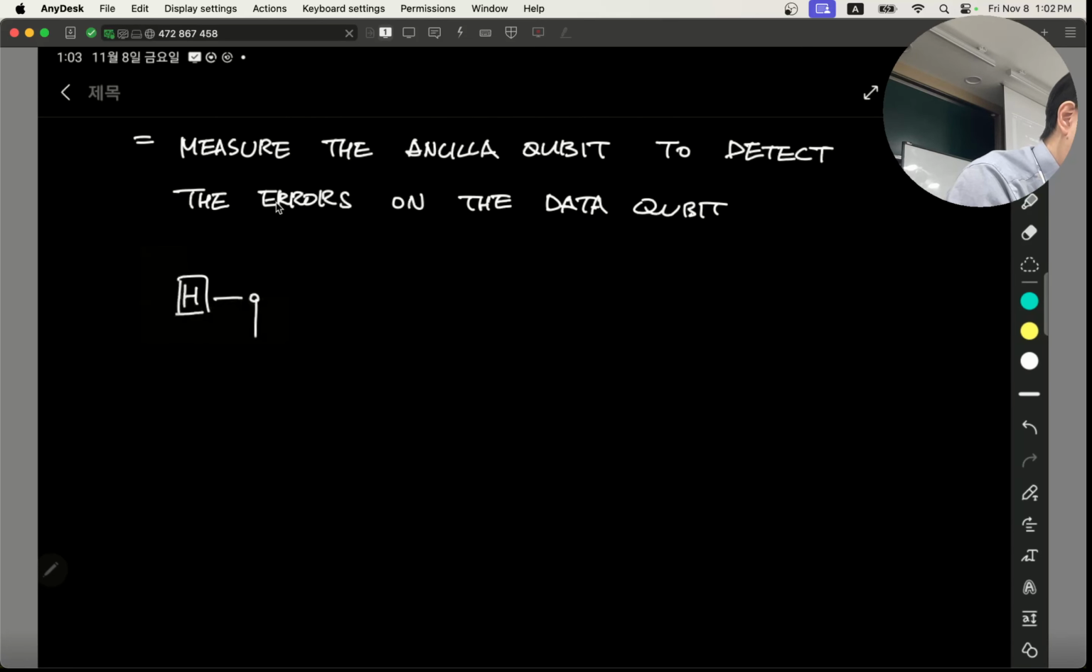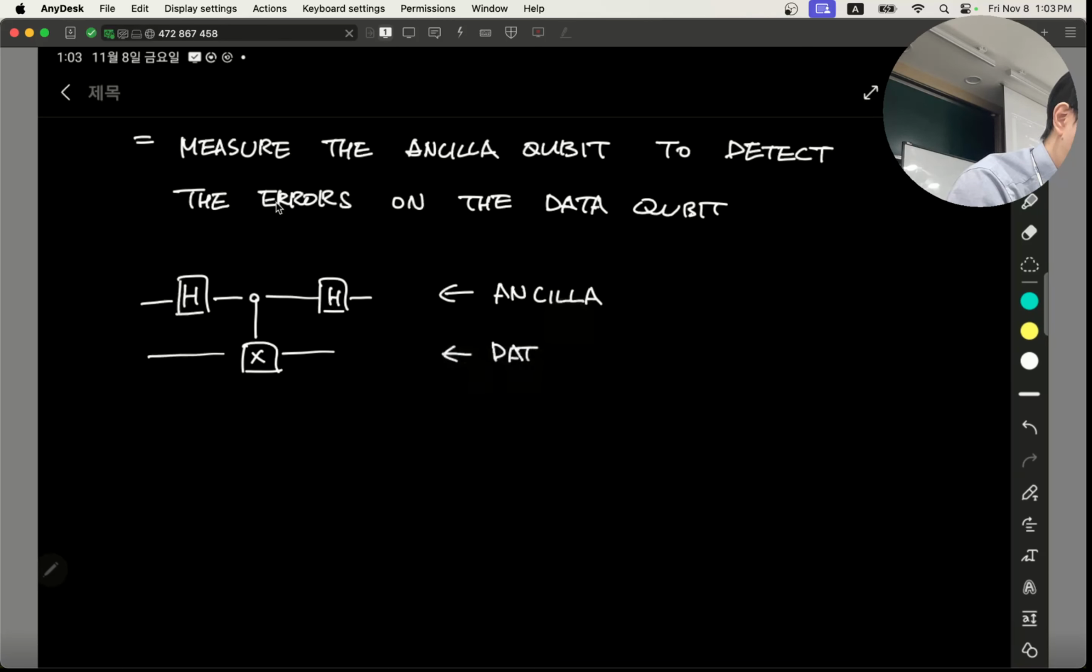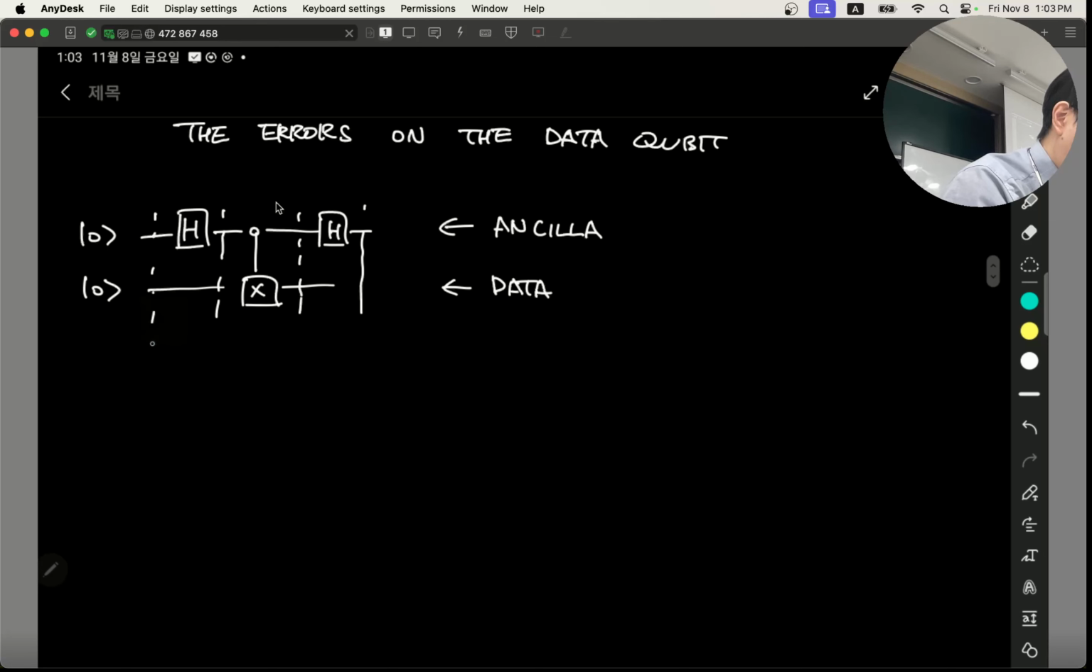So I'll give you the easiest example of this syndrome measurement. We have, let's see, a 2 qubit state. This is the ancilla, and this is the data. Suppose they are initialized at ket 0 at the beginning. Let's try to compute how the quantum state changes over this circuit.